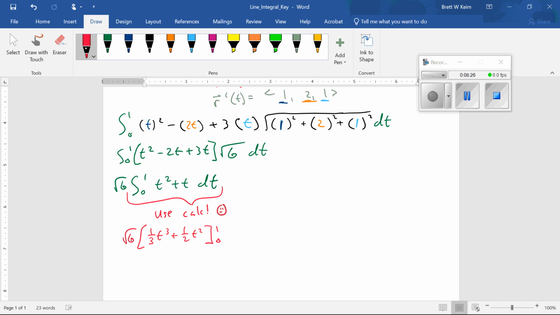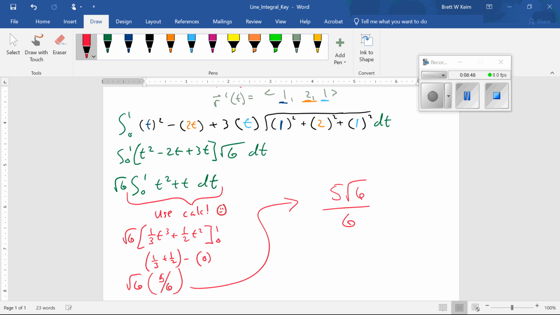Evaluate, okay, plug in the 1. I would have 1/3 plus 1/2 minus, 0 would just give me zeros for both of them. Well, that's 5/6, and I have to drop down my square root of 6, which means that this thing is 5 square root of 6 over 6. Okay.